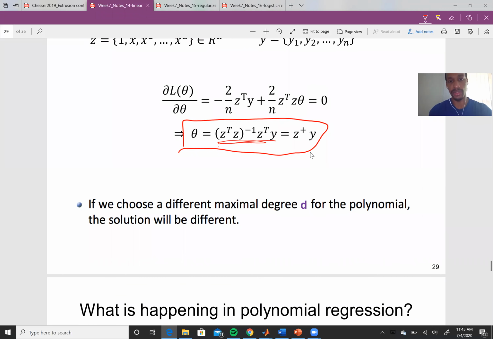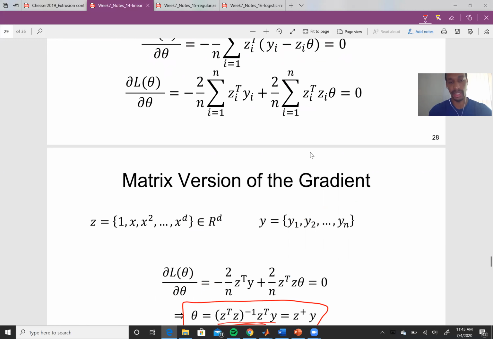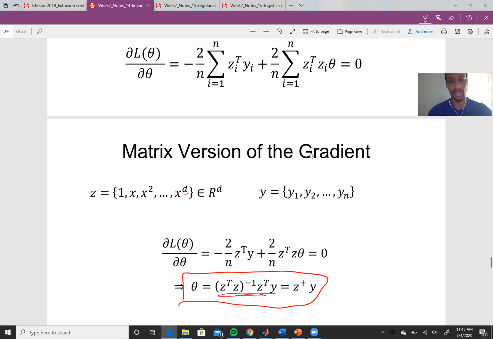And yeah, if we choose a different maximal degree d for the polynomial, the solution would be different. So it's really dependent on what D you choose, like how much you are sort of raising the X to.